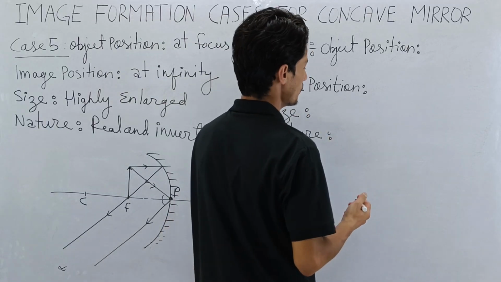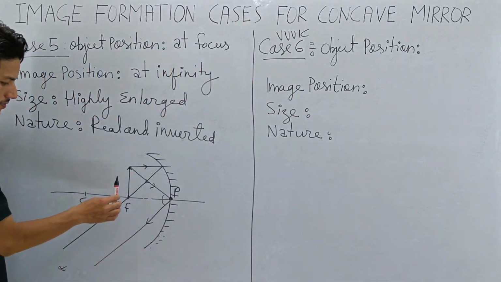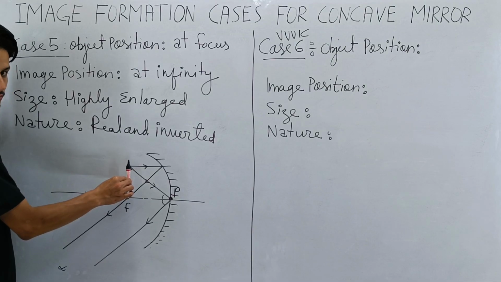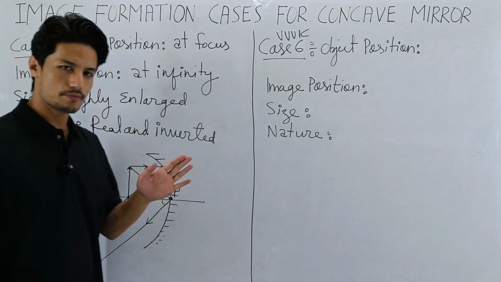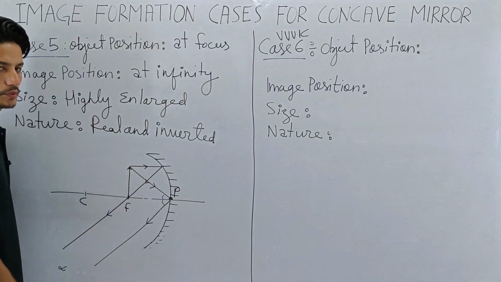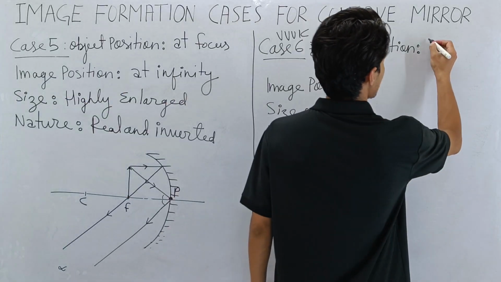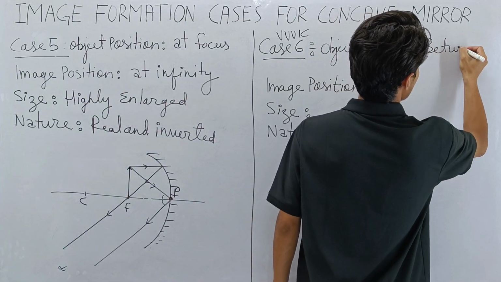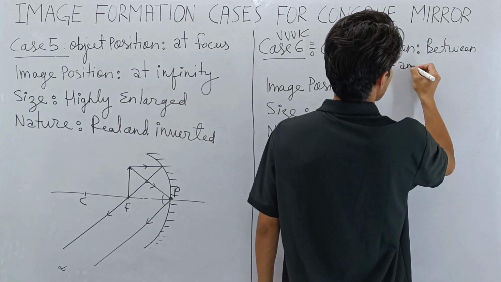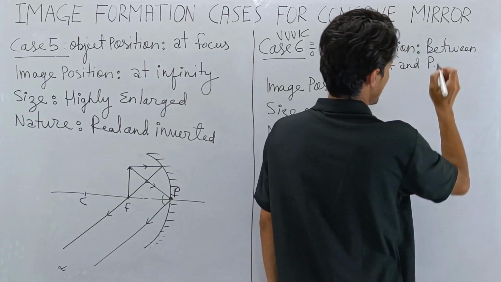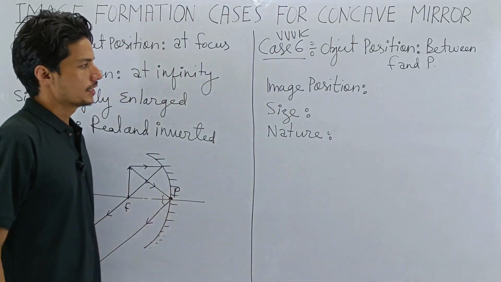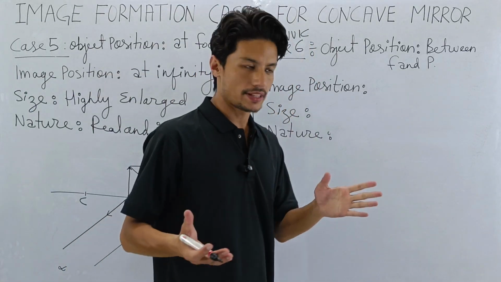Object position, where will the object be? At case 5, the object stood at F. So now where will the object stand? For the last time, the object will stand between F and P. P means pole of the mirror. Image position, we will draw the ray diagram first.